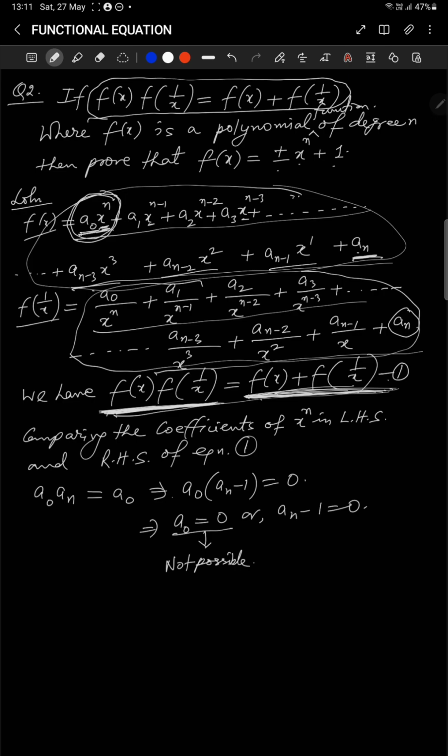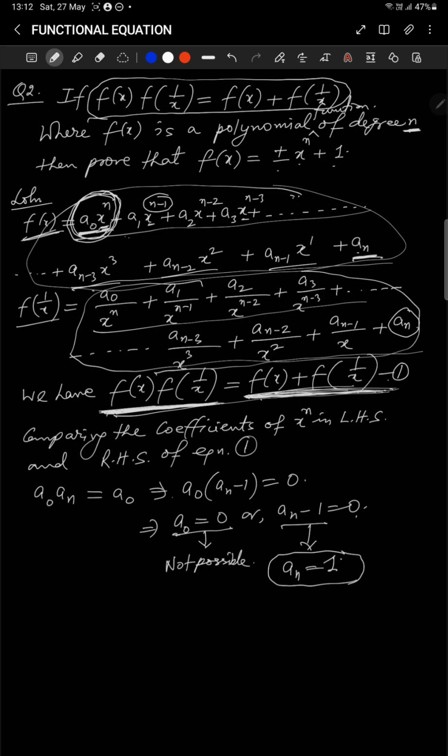Because if a0 becomes 0, then this whole quantity will turn into 0. And if it is becoming 0, then do you find f(x) will be converted into a polynomial function of degree n minus 1? But it is given that f(x) is a polynomial function of degree n. Alright, so this is not possible. a0 equal to 0 is not possible. So the only possibility is a_{n-1} equal to 0. From that we can write an is equal to 1. So this is one of the results which we have got.